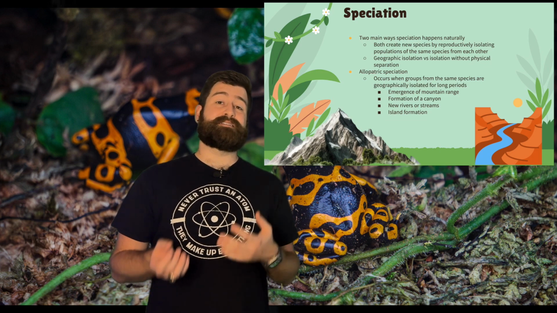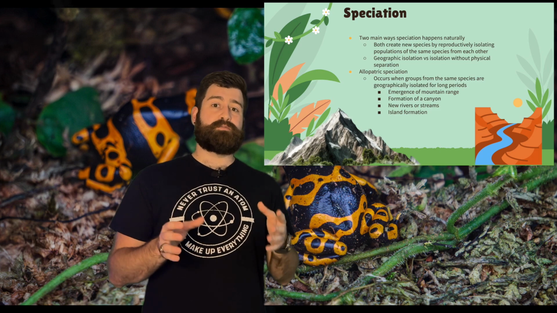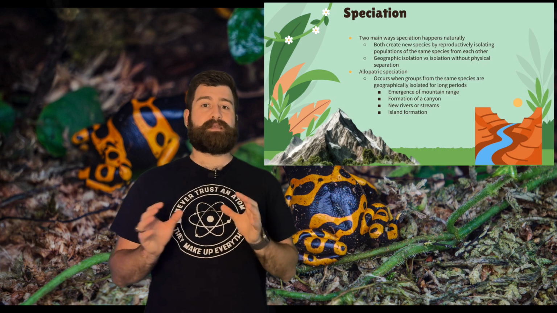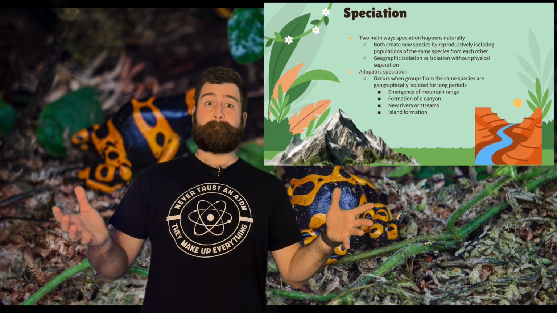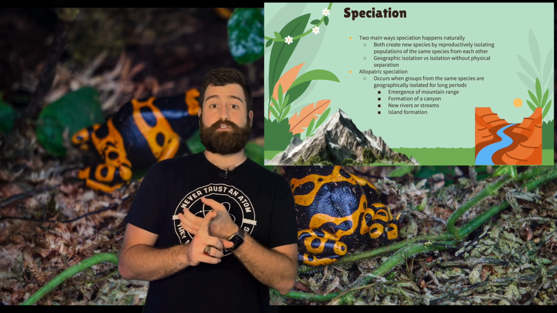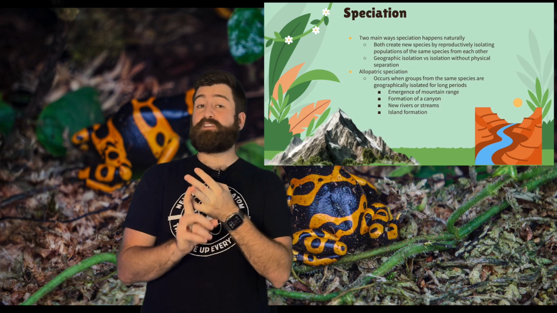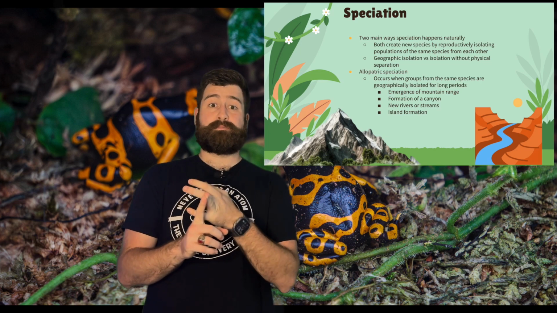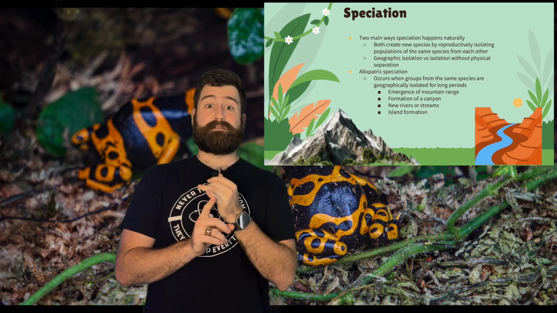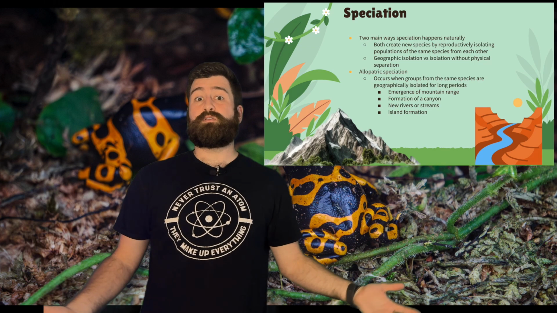Allopatric speciation is another term for geographic isolation. And this occurs when groups from the same species are geographically isolated for long periods of time. Examples of ways that this can happen include the emergence of a mountain range, formation of a new canyon, formation of new rivers or streams, formation of new islands, right? If you have a volcanic eruption in the ocean, you can end up with new islands.